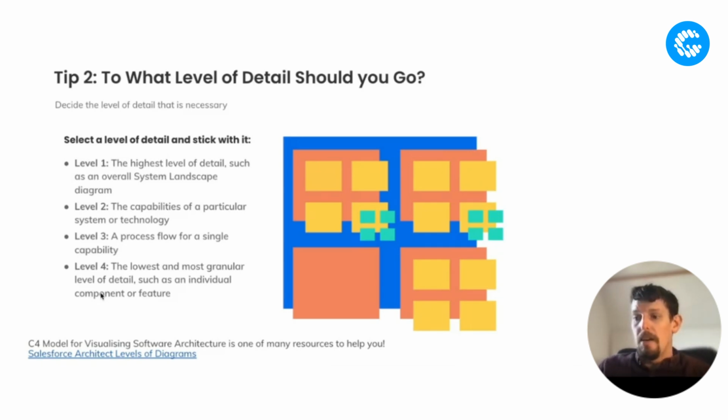What I want the audience to take away from this slide is that you do not need to memorize levels 1 through 4. What it does is guide you to what level of detail you should have in your diagram. And the most important tip from all of this is, once you select the level of detail you want, you stick with that level of detail. For example, and I pulled this directly from Salesforce's architecture diagrams.